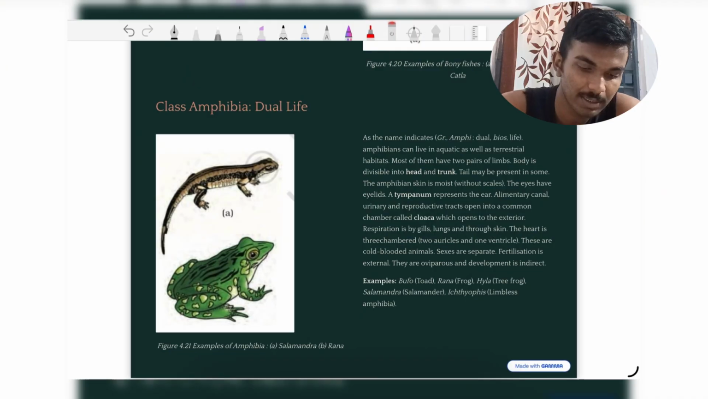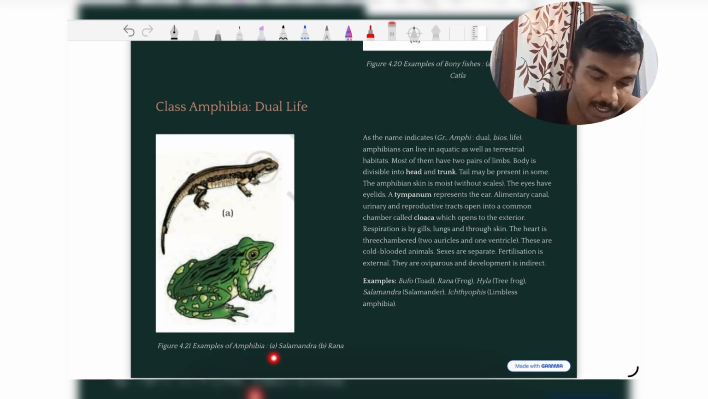The heart is 3-chambered, with 2 auricles and 1 ventricle. These are cold-blooded animals. Sexes are separate. Fertilization is external. They are oviparous and development is indirect. Examples: Bufo, toad; Rana, frog; Hyla, tree frog; Salamandra, salamander; Ichthyophis, limbless amphibian. Examples of amphibia: Salamander and Rana.